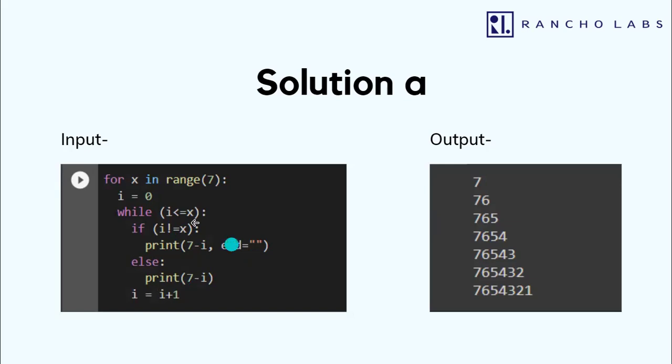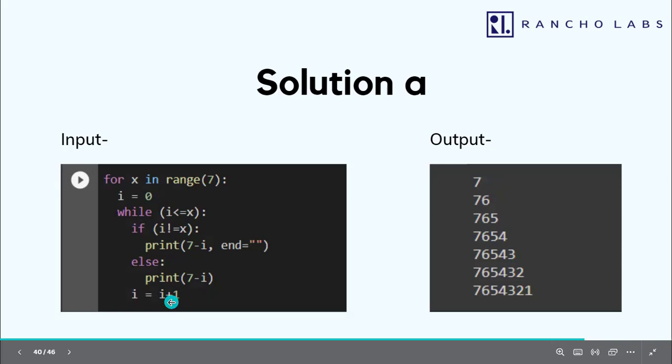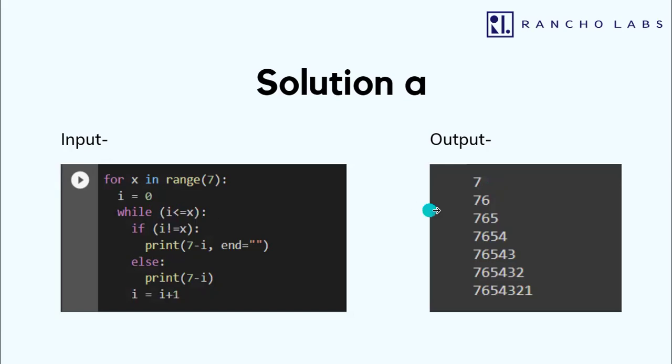So in the first one, I will be 0 and x will be 0. Both are equal, so this print of 7 minus 0 will be printed. 7 minus 0 is printed with end as the default, the next line. And we are giving I equals to I plus 1. Here x is 0, I becomes 1, the condition becomes false. So it will go to the second line in that way.